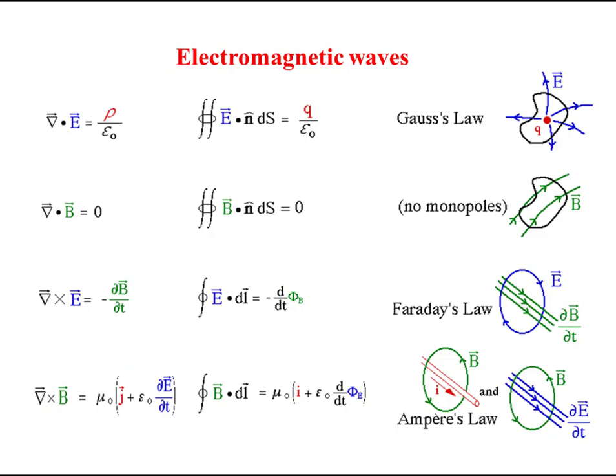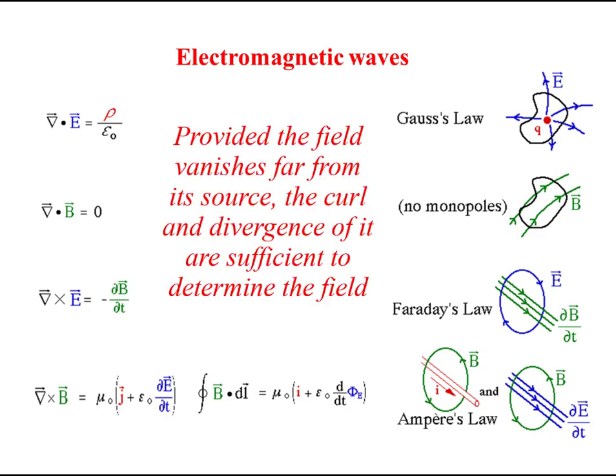law. These Maxwell's equations are very important, as Helmholtz's theorem says that provided a field vanishes very far from its source, the curl and divergence of it are sufficient to determine the field at any point in question. And Maxwell's equations are nothing but the divergence and curl of the electric field and magnetic field.